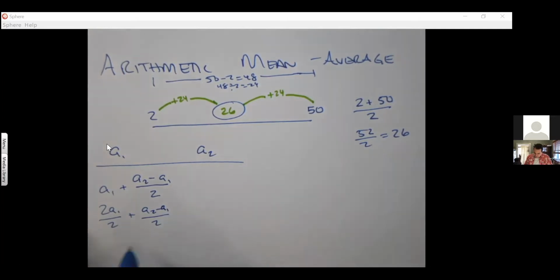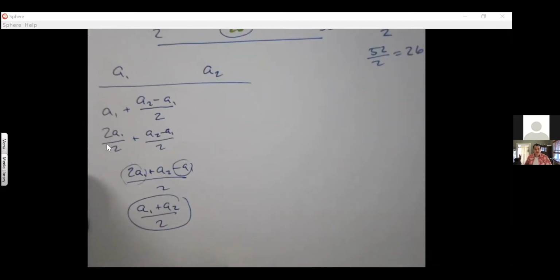They've got a common denominator, so I can call it 2A1 plus A2 minus A1 over 2. This is the same as this, so those are going to cancel, and I'm going to get A1 plus A2 over 2. That is where we get the arithmetic mean formula from. But today what we're going to be doing is talking about something called the geometric mean.